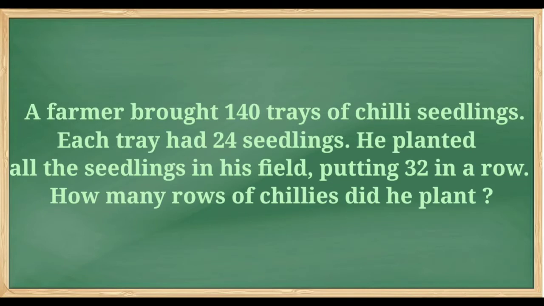A farmer brought 140 trays of chili seedlings. Each tray had 24 seedlings. He planted all the seedlings in his field, putting 32 in a row. How many rows of chilies did he plant?